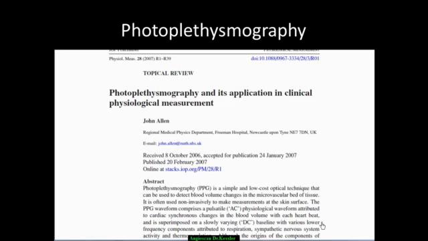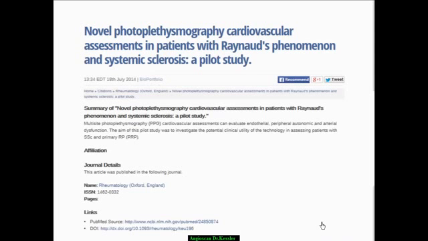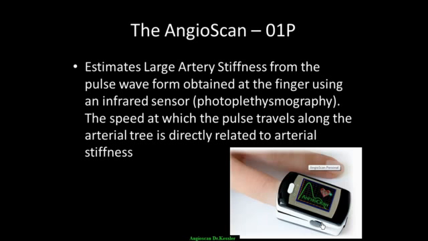This is showing you all different ways to use the PPG, and they use it for measuring oxygen saturation, the vascular stiffness, and a lot more. So it's just a great article to look at and see all the different applications it can be used for. And it's also used in novel ways as well. This is used in cardiovascular assessment in patients with Raynaud's phenomena and systemic sclerosis, and there's a pilot study. There's a lot of research on using this technology, so I just thought I'd put a couple in there for you.